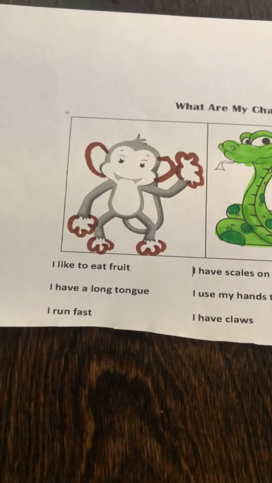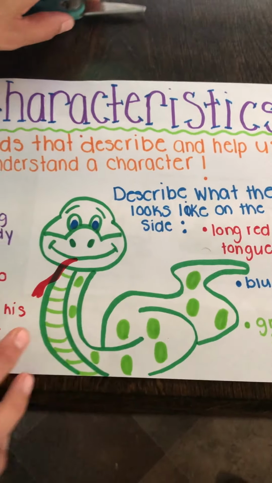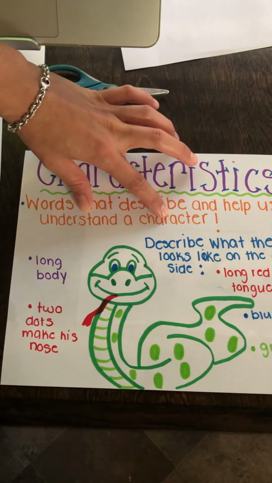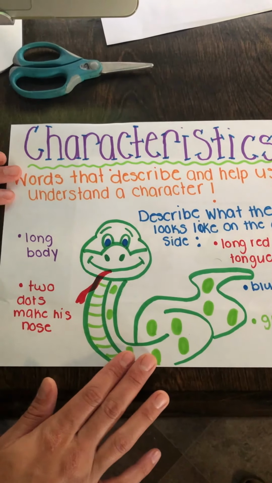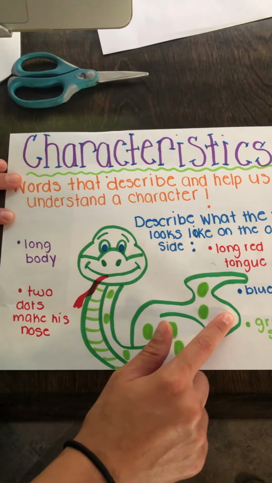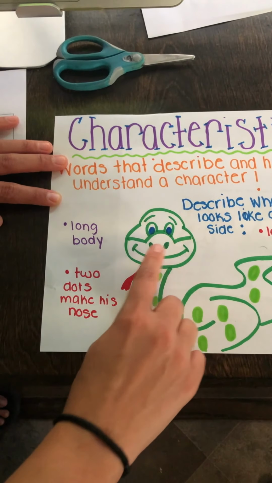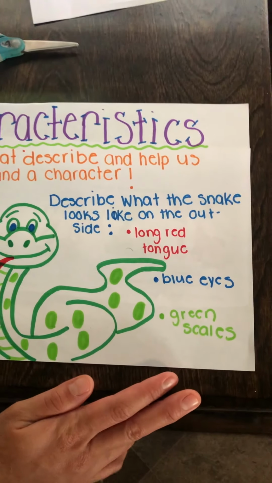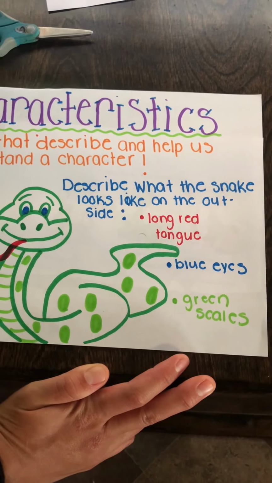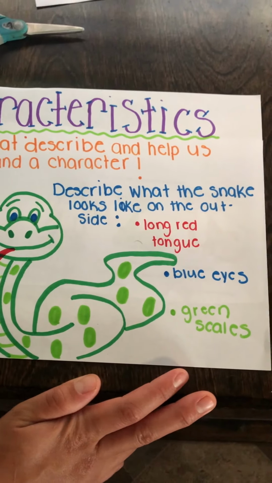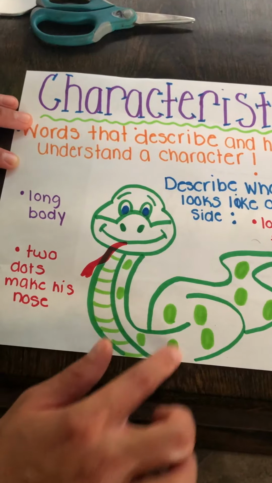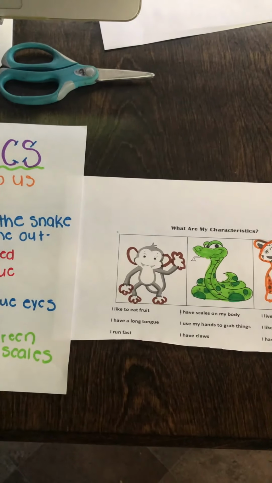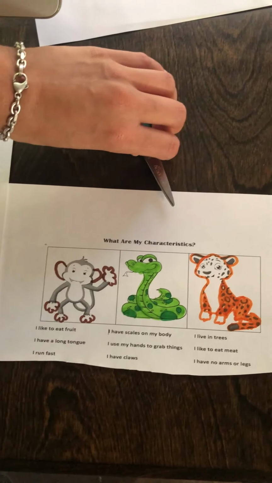While y'all are working at this, I would like for y'all to also look at this anchor chart that I have here. So it's characteristics. So the word that is described and helps us understand the character. As you can see, we have a snake right here. The snake has a long body. It has two dots to make his nose. On this side, we describe what the snake looks like and on the outside. So it has a red long tongue, blue eyes, and it has green scales. So you could use this anchor chart to work out your worksheet. Okay, so go ahead and use your scissors to cut them up.